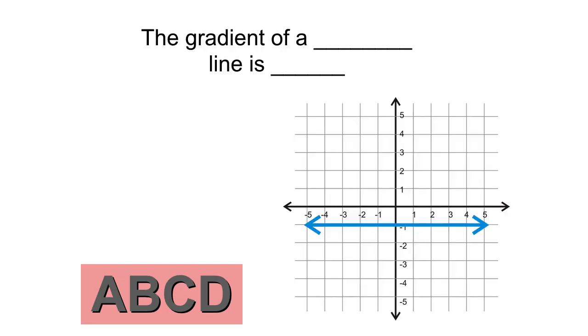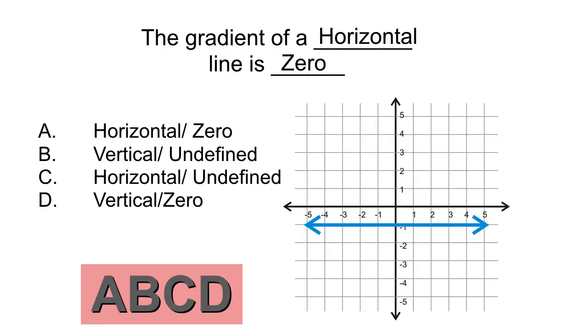The gradient of a line: check the line. How does the line look? According to me, the line is horizontal. The gradient of a horizontal line is 0. You remember? It is 0. That's A.